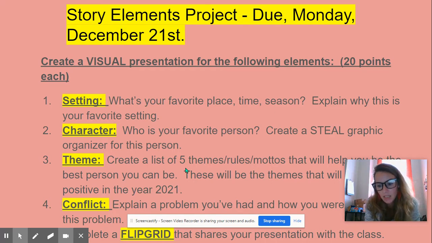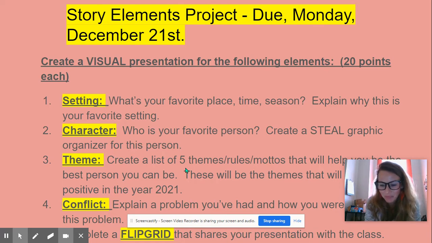So a lot of times kids might say, well, Ms. Owens, forgiveness is a theme. And that's true. Forgiveness is a theme. But we're going to stretch our thinking a little bit in 6th grade, and we're going to make that theme a statement or a sentence. So what is it about theme?